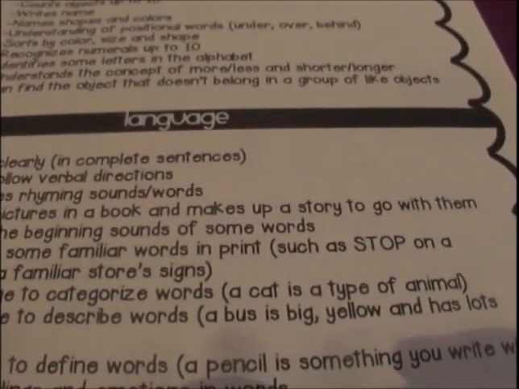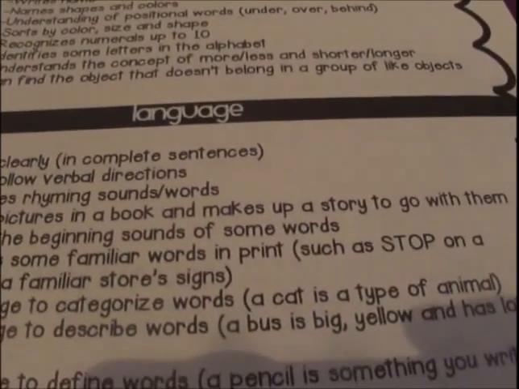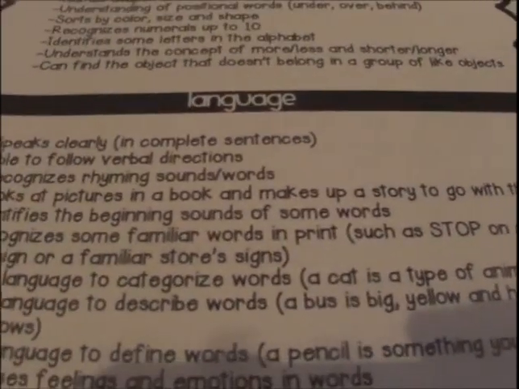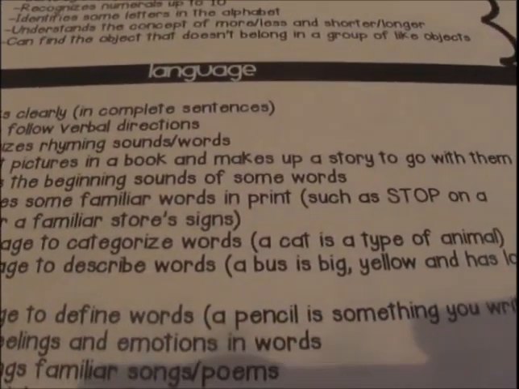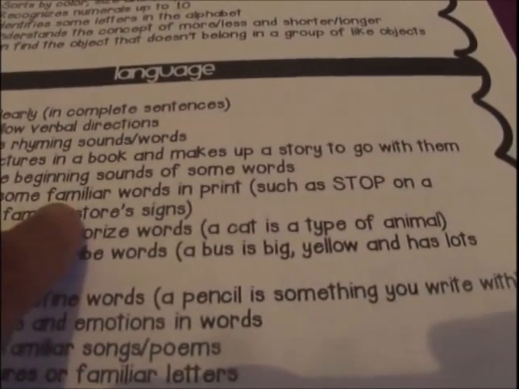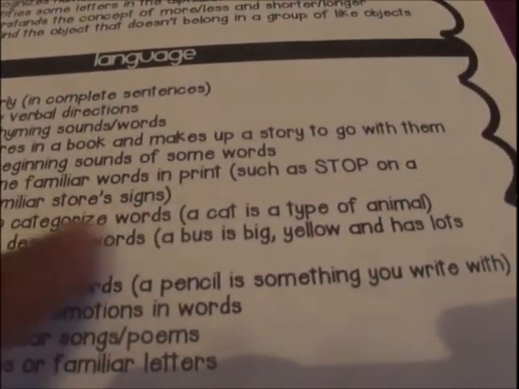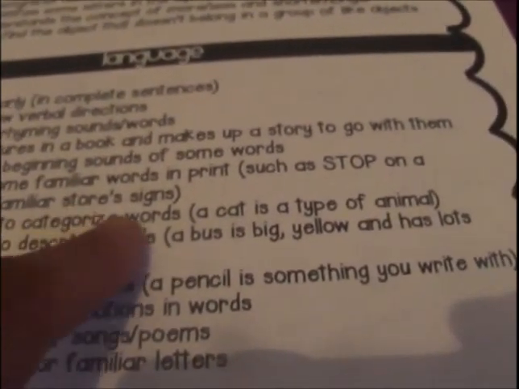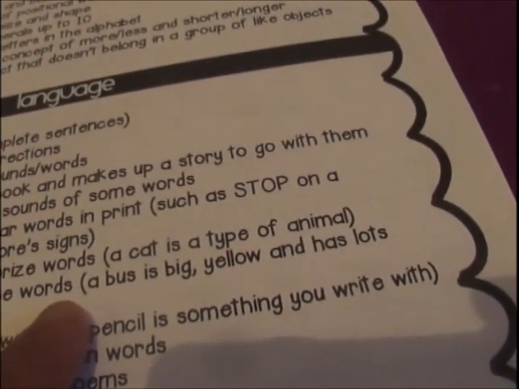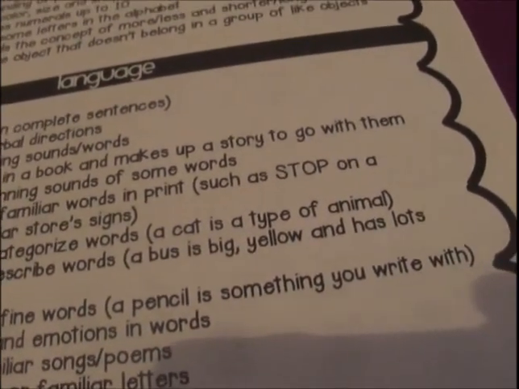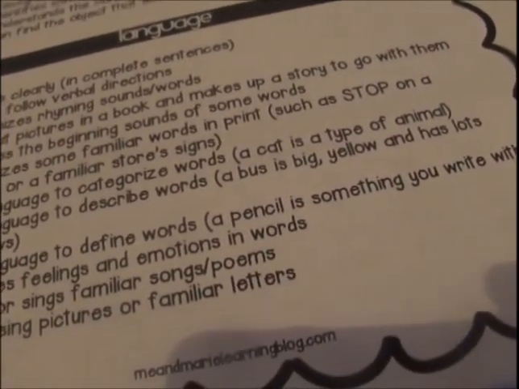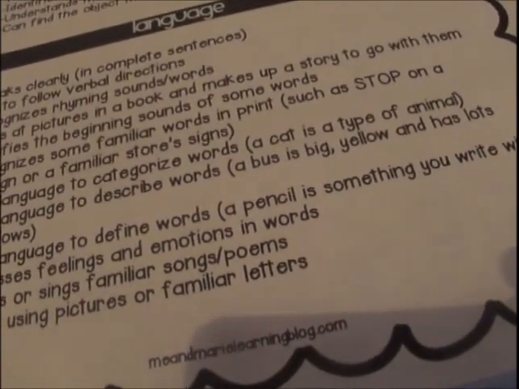Language: they should be able to speak in complete sentences, and hopefully you have picked up on that long ago. And they have gotten speech therapy if they need it. Able to follow verbal directions, recognizes rhyming words, looks at pictures in books and makes up a story to go with them, identifies the beginning sounds of some words, recognizes some familiar words in print such as stop on a stop sign or store signs, uses language to categorize words. A cat is a type of animal. Uses language to describe words. A bus is big, yellow, and has lots of windows. Uses language to define words. A pencil is something you write with. Expresses feelings and emotions in words. Recites or sings familiar songs or poems. Writes using pictures or familiar letters.